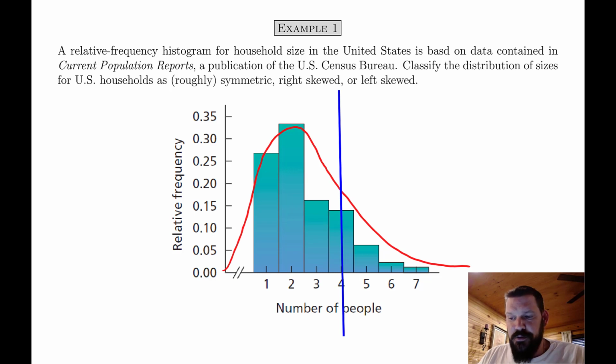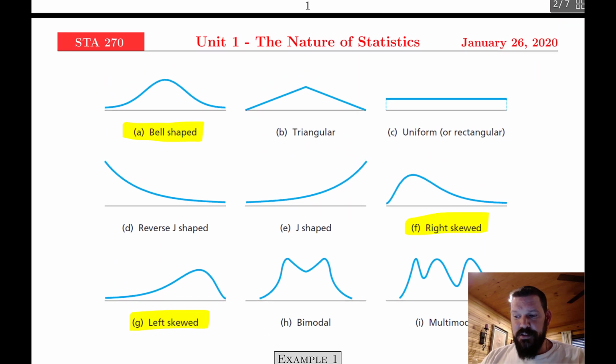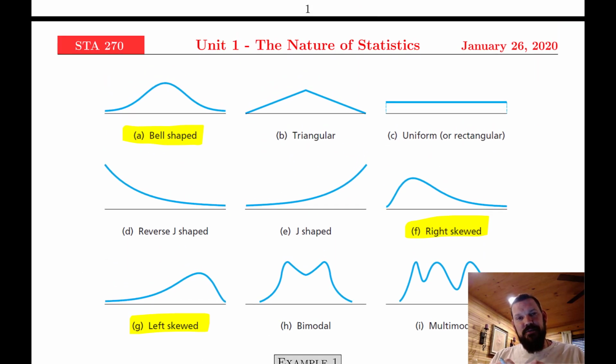So it has to be right skewed or left skewed. When I took statistics, right skewed and left skewed always threw me off. But it's really pretty simple once you sit and think about it. Right skewed means that this graph has what we would call a right tail. It gets closer and closer to the horizontal axis. Left skewed, the tail is on the left hand side of the bulk of the data, so it approaches the horizontal axis going towards the origin.